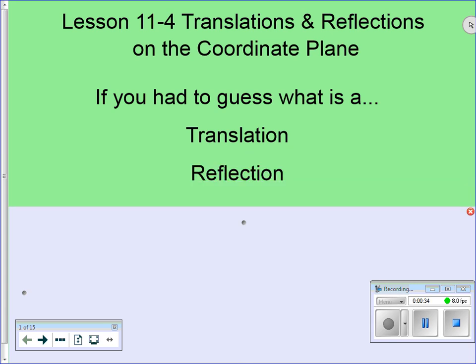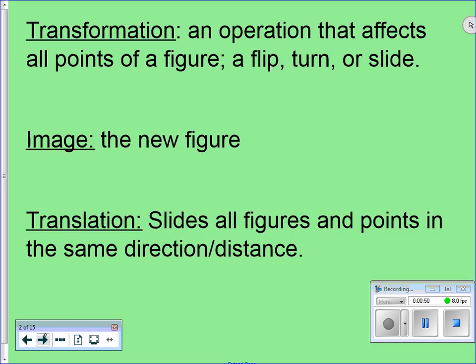That's what a reflection would be. A reflection is when something is mirrored. A translation is when something is moved. Those are the two things we're going to learn, three vocabulary words in all. We're going to start with learning about translations first.